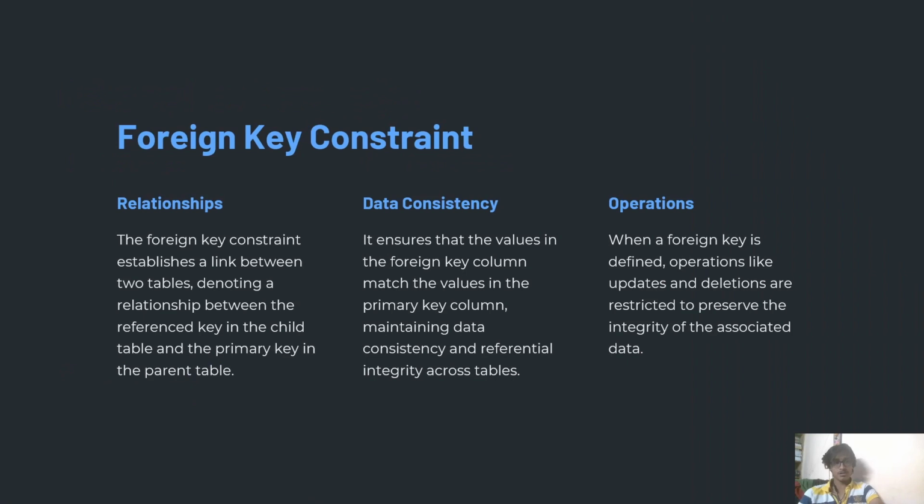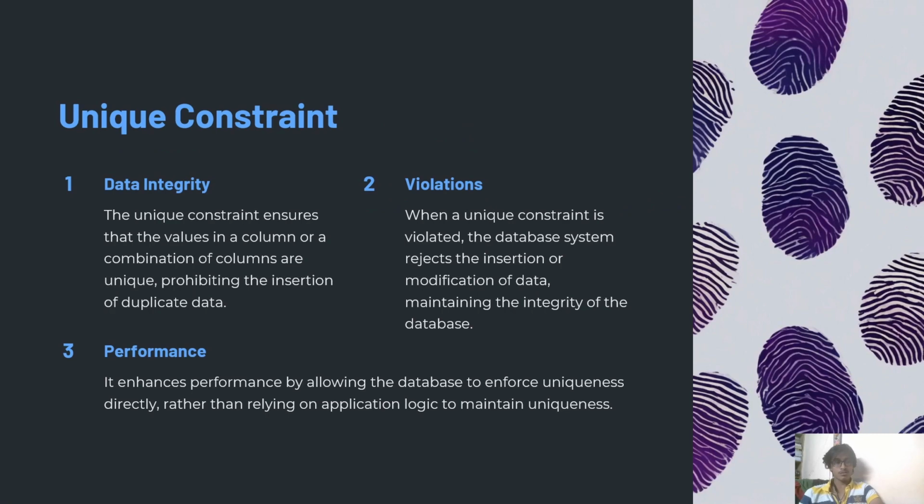Foreign key constraint, same as what we have learned. The foreign key constraint establishes a link between two tables, denoting a relationship between the referenced key in the child table and the primary key in the parent table. Data consistency: it ensures that the values in the foreign key column match the values in the primary key column, maintaining data consistency and referential integrity across tables. The operations: when a foreign key is defined, operations like updates and deletions are restricted to preserve the integrity of the associated data. So, unique constraint.